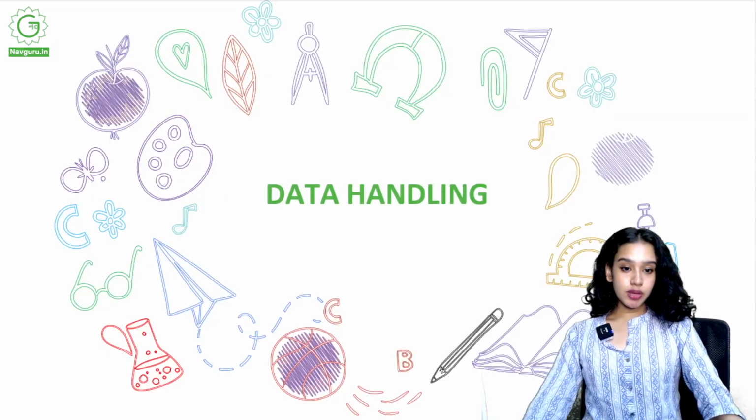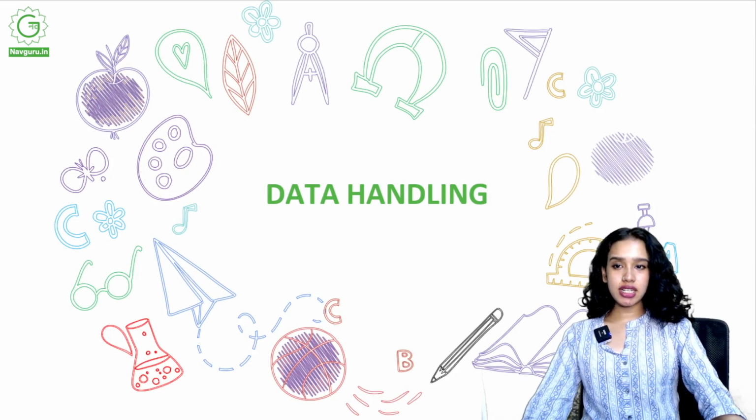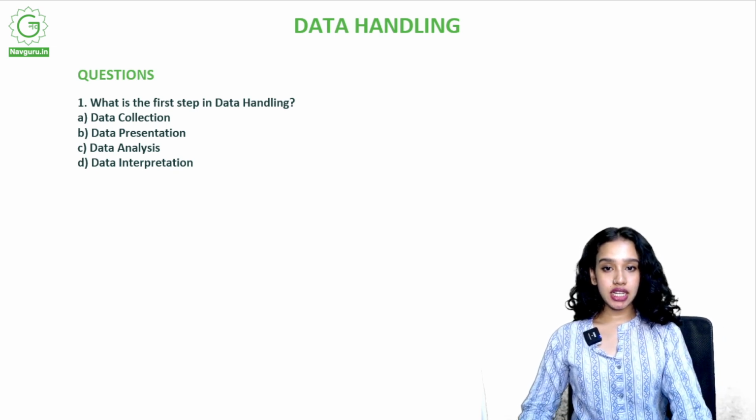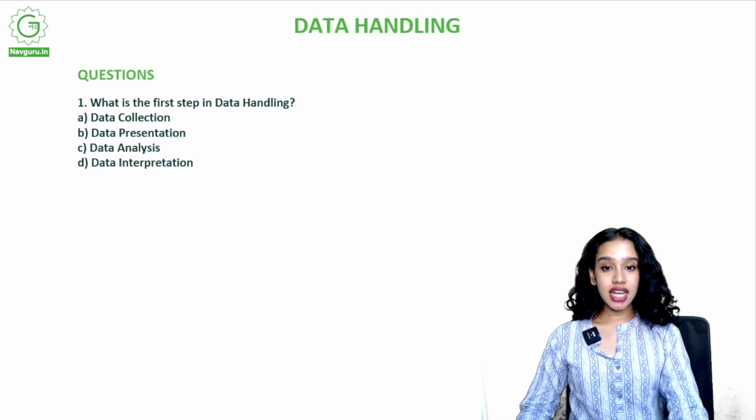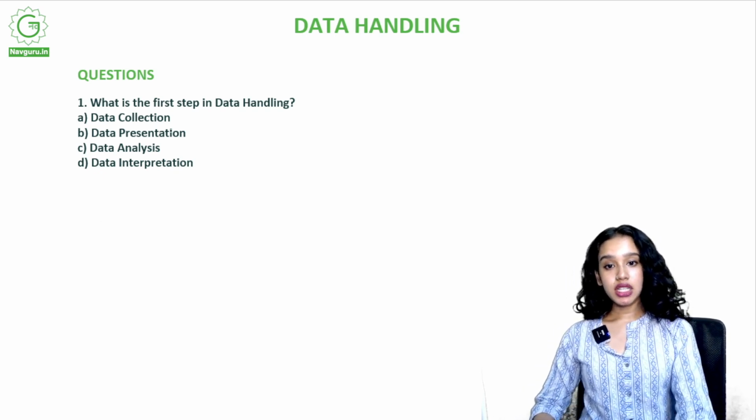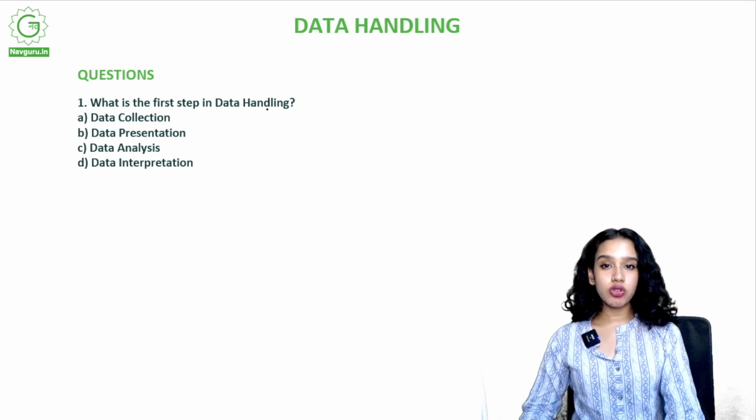Let's move on to some questions from the chapter data handling. The questions from this chapter are very straightforward and pretty simple to solve. So, what is the first step in data handling? Data collection, data presentation, data analysis, and data interpretation. So, what do we have here? In data handling, what do we do first?